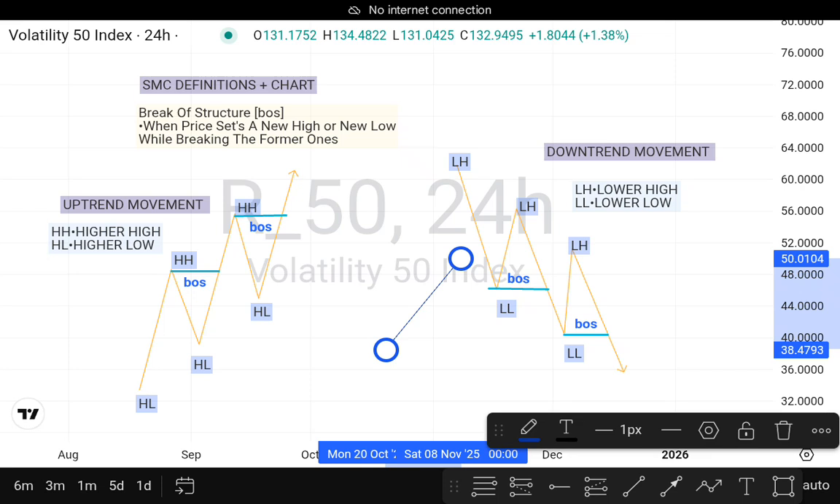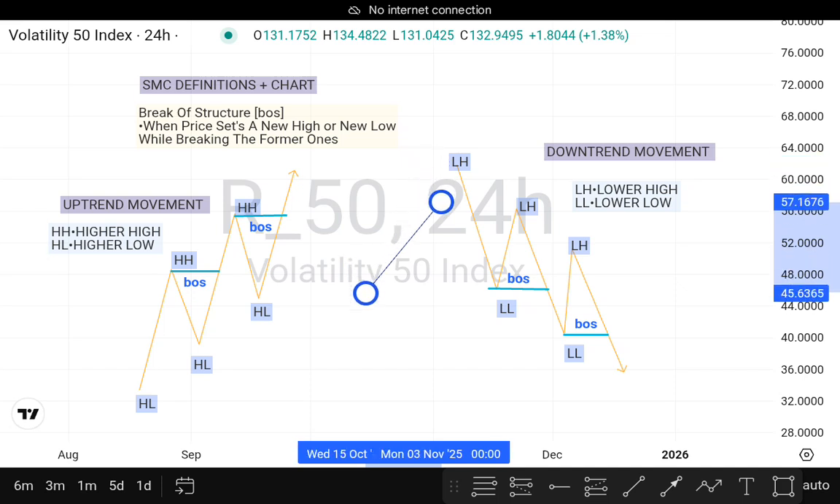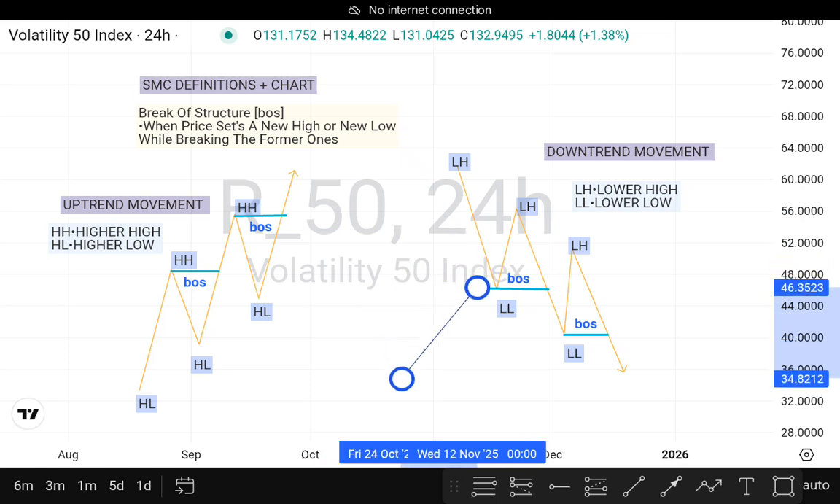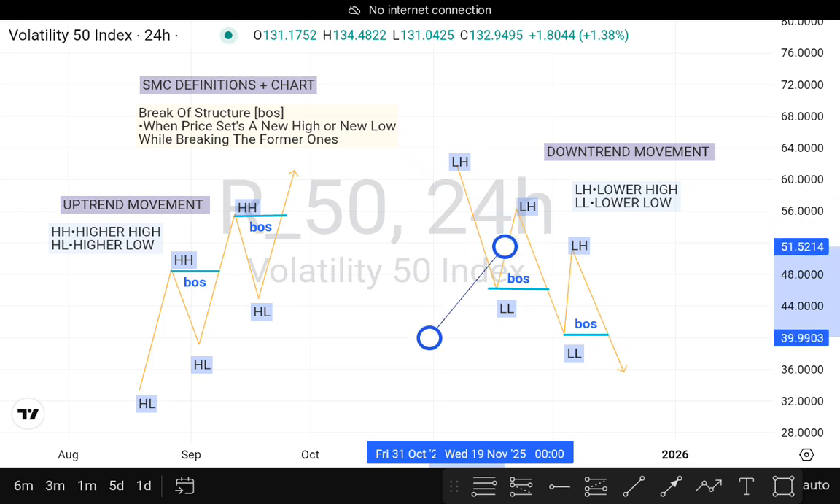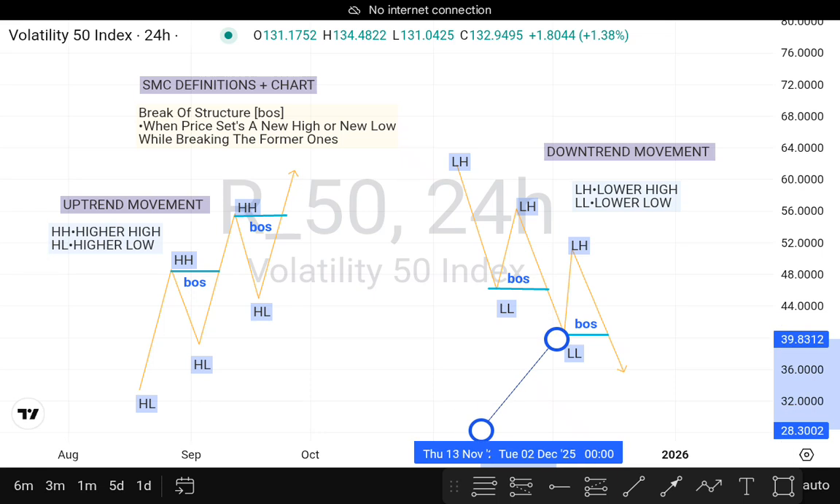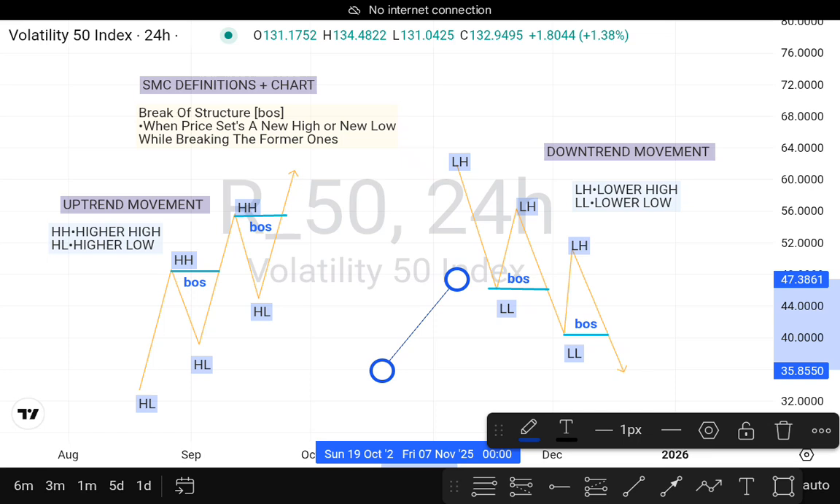Okay, you see the market has a lower high there, and then the lower high pushes down and creates a lower low, then this lower low pushes up to create a lower high, and the lower high pushes down to create a lower low, guys. Okay, on a downtrend, the low must be lower than the previous low. That's how we see that, guys.